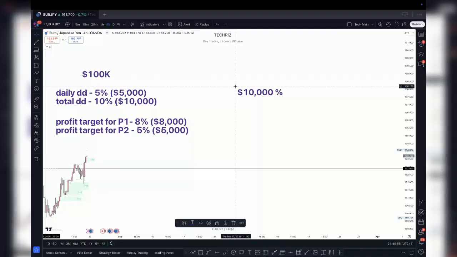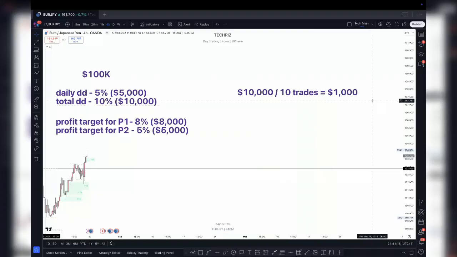Divided by 10 trades equals what? $1,000 risk. So on every trade, they're going to be risking $1,000.